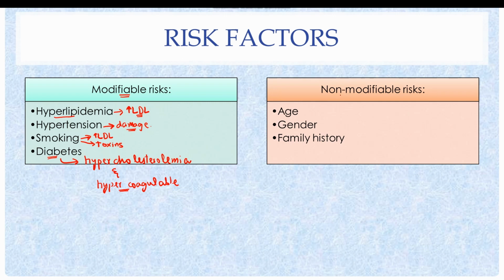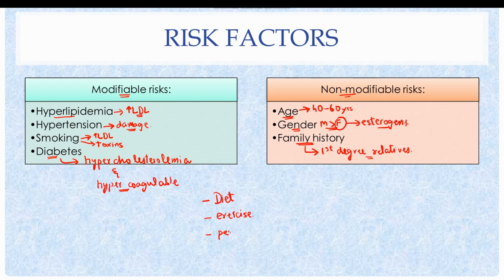The non-modifiable risk factors include age between 40 to 60 years, and males are more dominantly affected rather than the females. The estrogens present in the females have a protective role in the formation of atherosclerosis. Moreover, family history and genetic predisposition is also of key importance, since the disease most commonly affects the first-degree relatives. The other risk factors for formation of atherosclerosis include dietary factors, a sedentary lifestyle or lack of exercise, and certain personality traits such as stress can also increase the incidence of atherosclerosis.